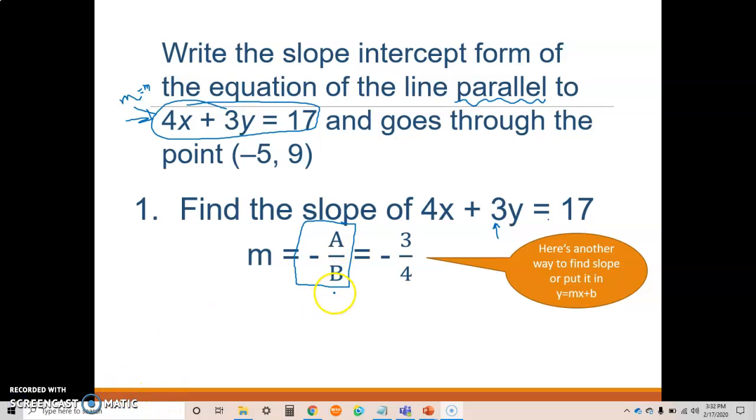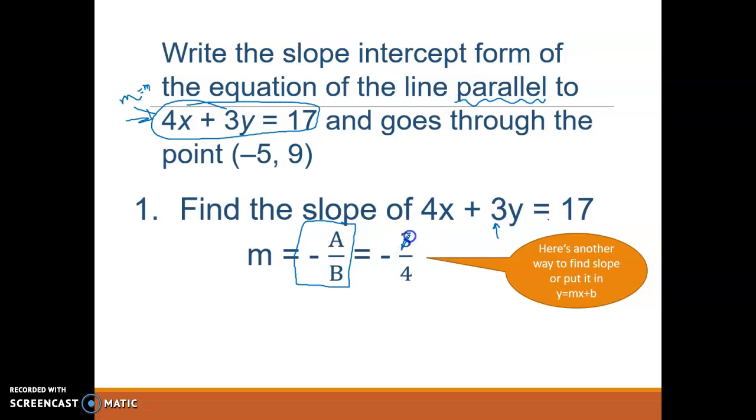Sorry for that pause there. I realize there is a problem with this slide and I can't go back and fix it here. So a is the coefficient in front of the x value, so that's 4, and b is our coefficient in front of our y value, so that's 3. So this should be negative 4 over 3.